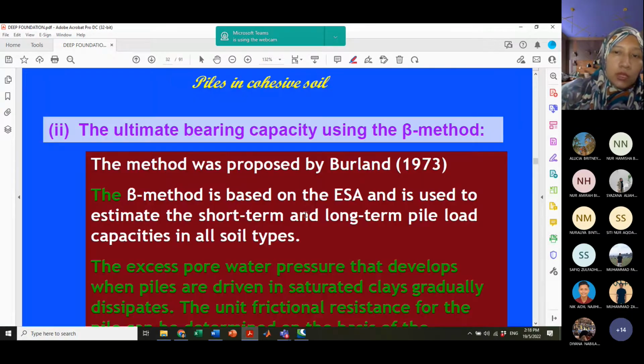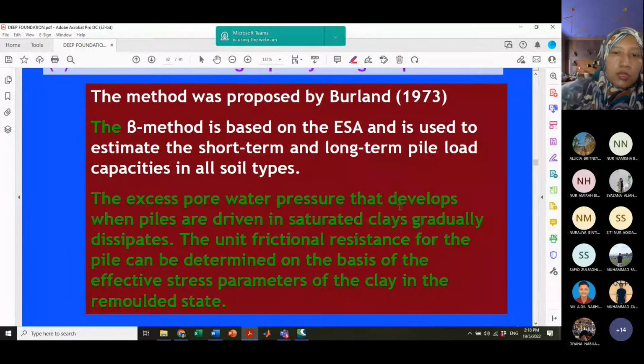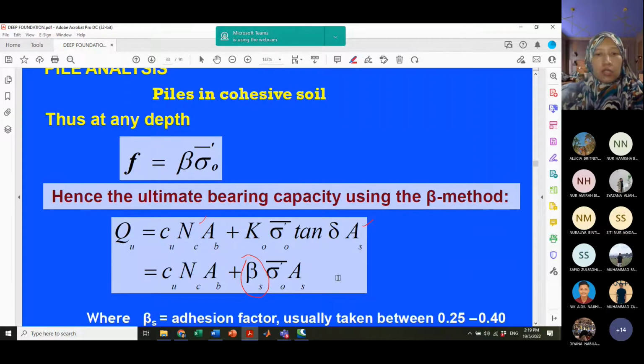Okay, just now we talk about undrained conditions. So just tadi pun saya dah selit sikit pasal drain condition ataupun effective stress analysis. So effective stress analysis menggunakan beta method is the condition where the excess pore water pressure that develops when piles are driven in saturated clays gradually dissipates. So the unit frictional resistance F for the pile can be determined on the basis of the effective stress parameters of the clay in the remodeled state.